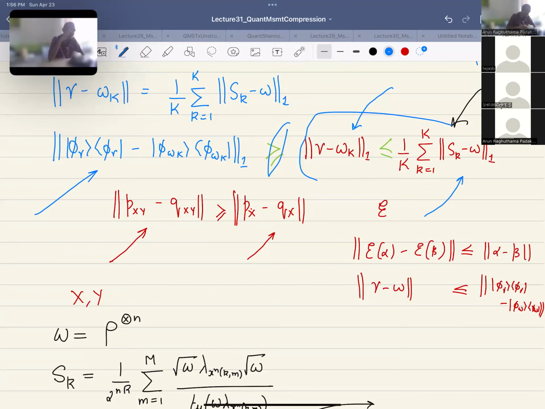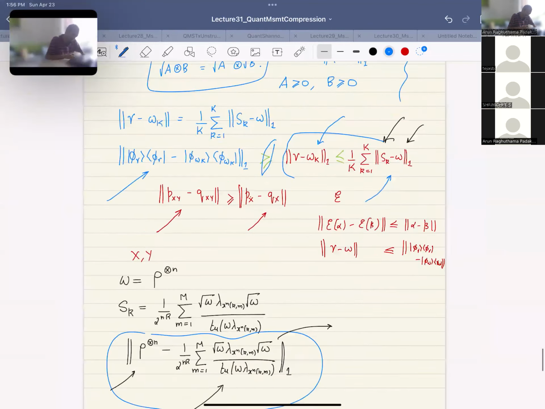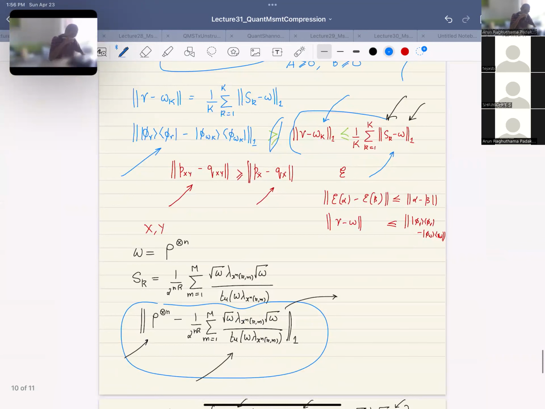Is the puzzle so far clear? Yes, sir. Okay, so it turns out, yeah.